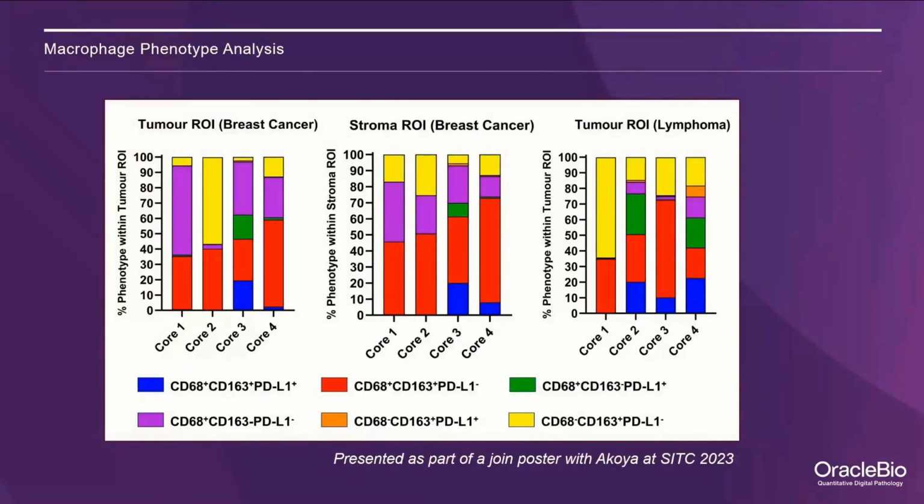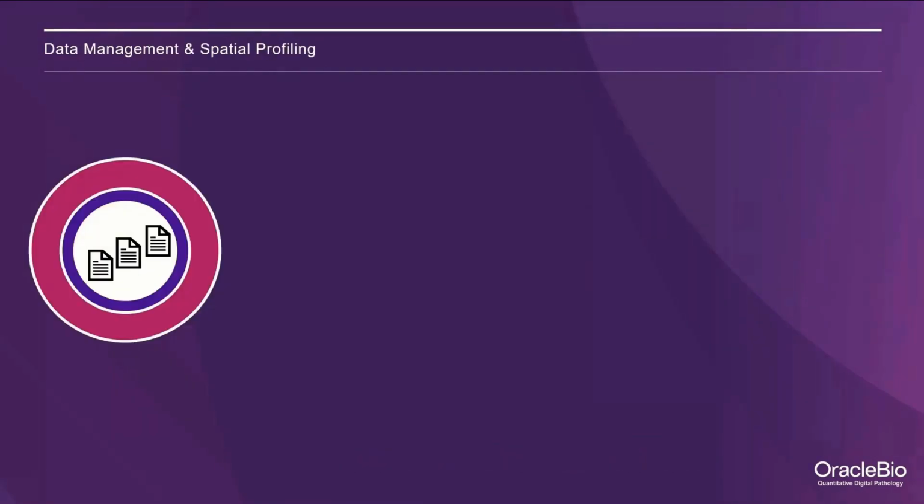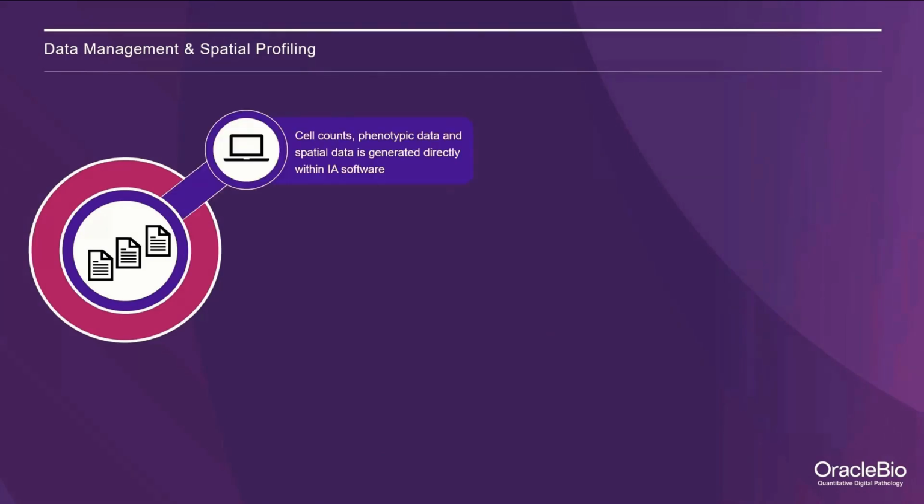And here again is some data from example cores from the TMA that we showed in our poster at SITC. So once the analysis has generated the phenotypes, we can then extend the analysis to evaluate spatial profiles. This can be done in two ways, either within the analysis software, where we evaluate parameters like infiltration analysis, cell-cell proximity, minimum maximum distance relationships.